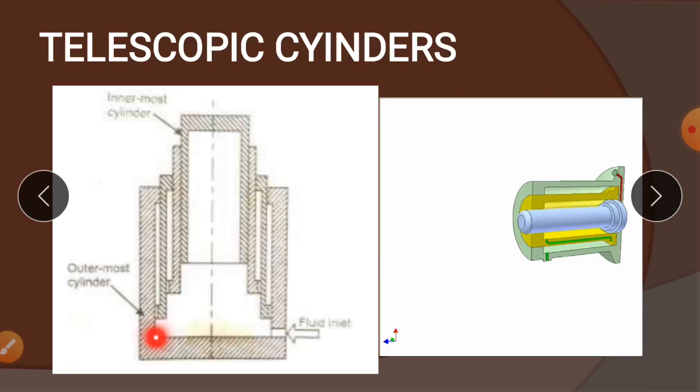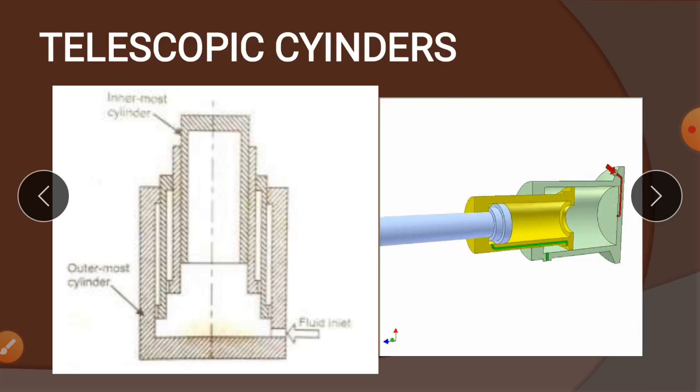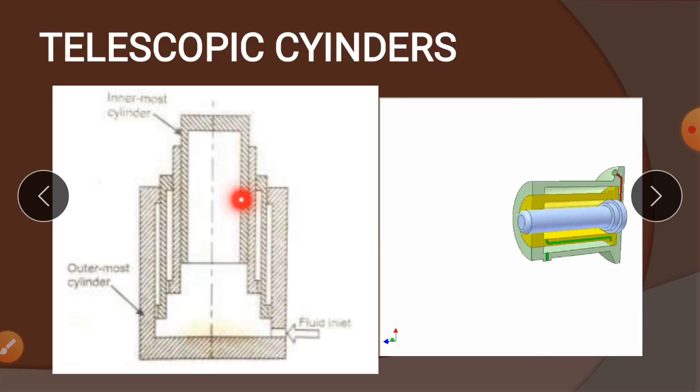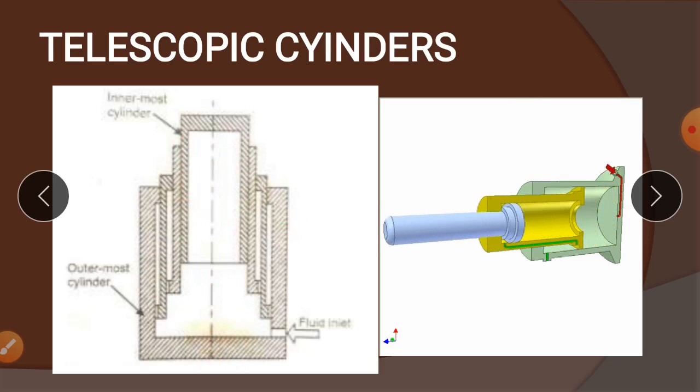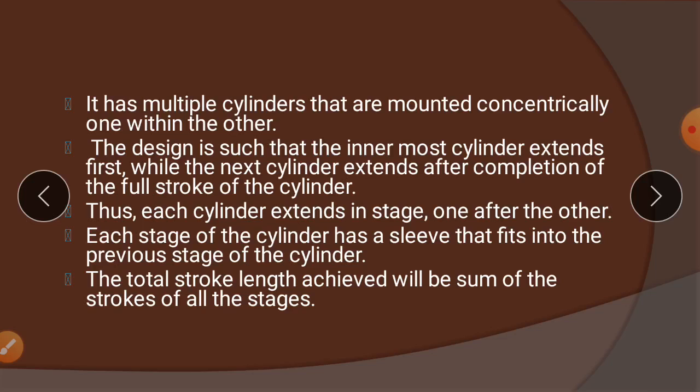The multiple cylinders are mounted concentrically, so all the centers of the cylinders are the same, mounted one within another. You can see one cylinder, 2, 3, 4. The 4 cylinders are concentrically mounted within each other. The design is such that the innermost cylinder extends first, while the next cylinder extends after the completion of the full stroke of the previous cylinder. Thus, each cylinder extends in stages, one after another.